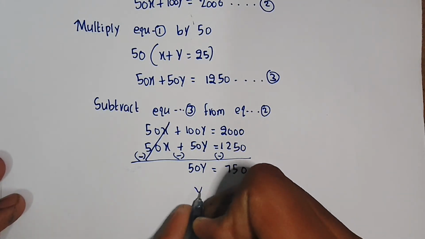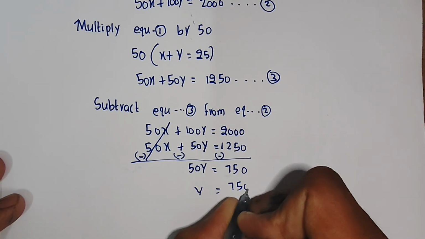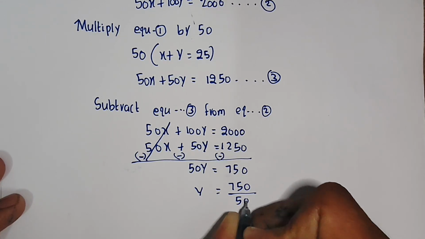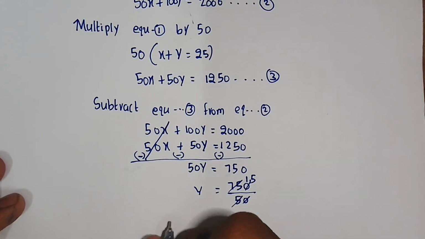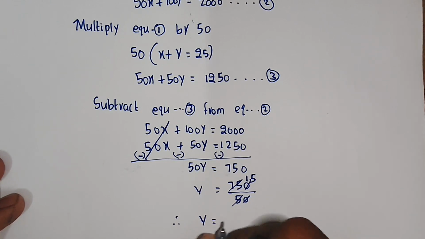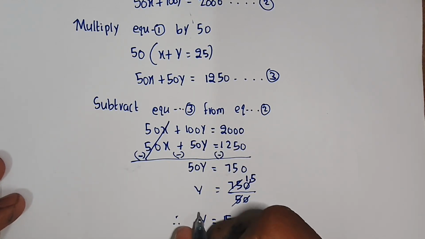750. So y equals 750 by 50. Here 0 and 0 get cancelled. 5 ones are 5, 15s are 750. Therefore we got y equals 15.